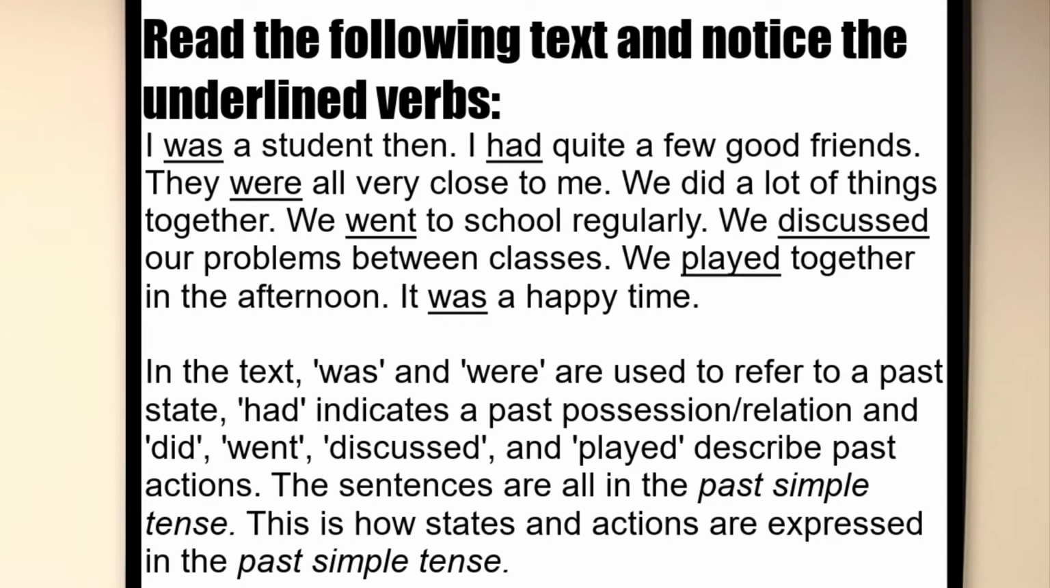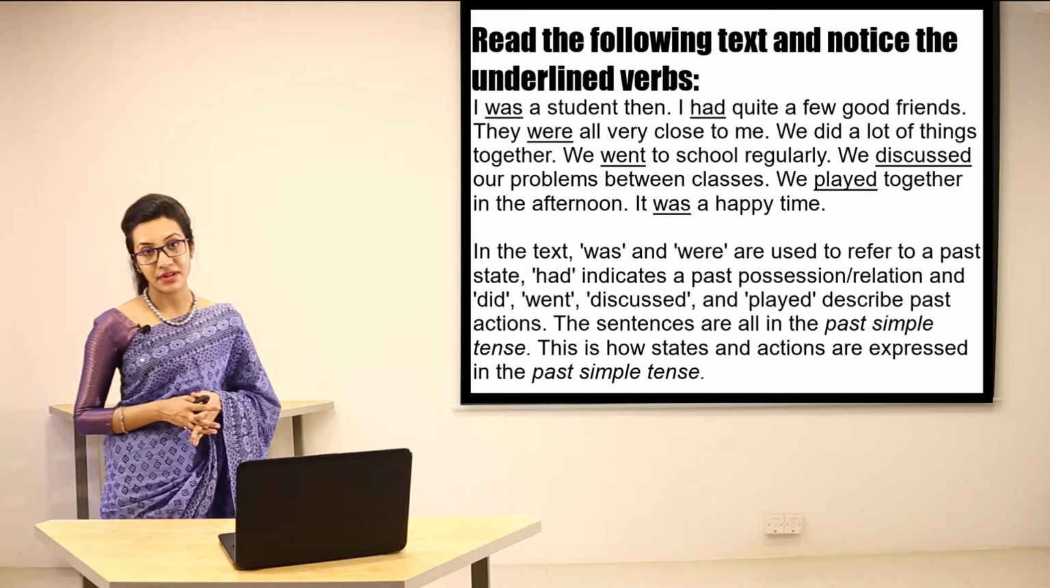Now all the verbs that have been used here are in the past form of the verb, either the to be verb or the regular verbs. In the text, was and were are used to refer to a past state. Had indicates a past possession or relation, and did, went, discussed, and played describe past actions. The sentences are all in the past simple tense. This is how states and actions are expressed in the past simple tense.